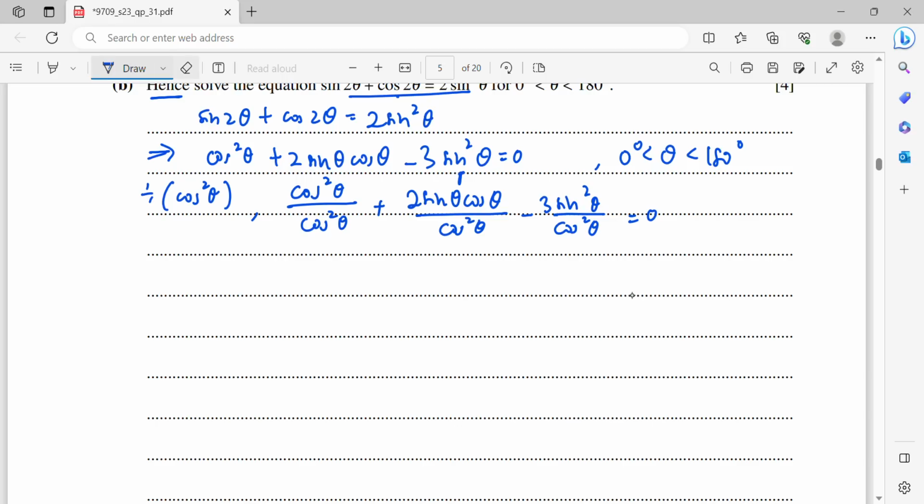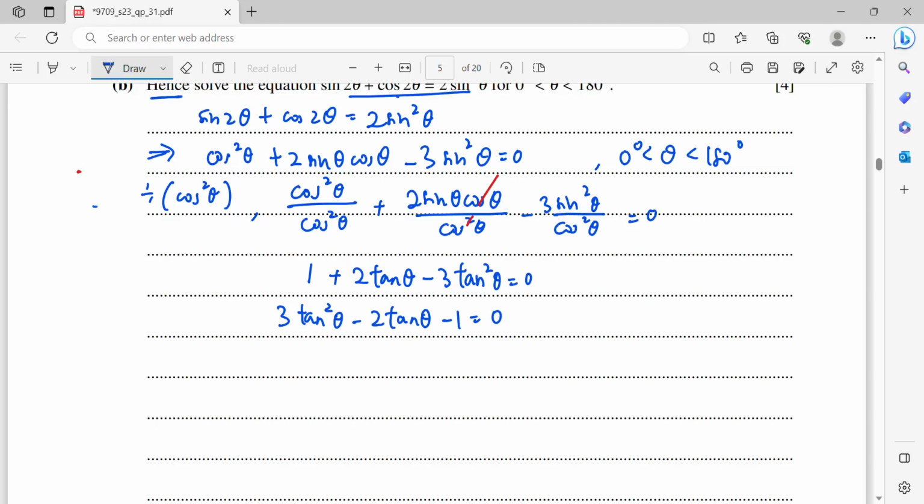Alright, so from here I will simplify. The first term becomes 1. Cos squared theta over cos squared theta is 1. Then for the second term, the cos theta from the numerator can be cancelled off first, then left another cos theta in the denominator. So end up with 2 sine theta over cos theta, which is our 2 tangent theta. Okay, so for the last term, it will be negative 3 tangent squared theta equals to 0. Now I need to rearrange this first to get quadratic equation. So it will be 3 tangent squared theta minus 2 tangent theta minus 1 equals to 0.